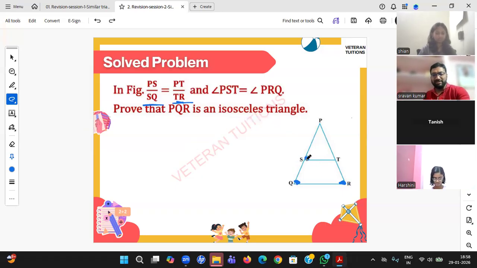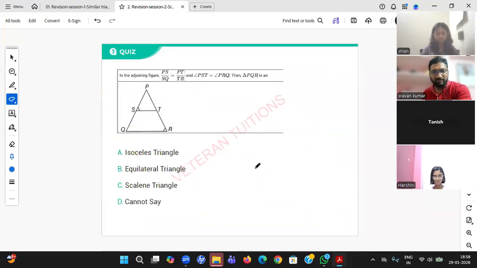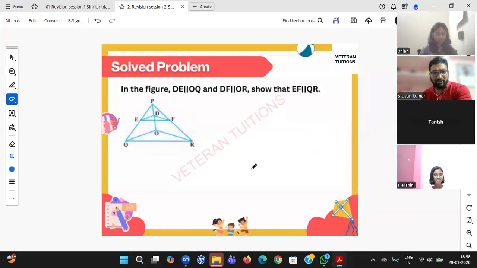Okay, so he has given this and this. With this particular thing, you have proven these both are parallel lines. So this angle is this angle. That means in a big triangle, this angle is same. It's an isosceles triangle. Okay, there are some standard questions. Try to use them.